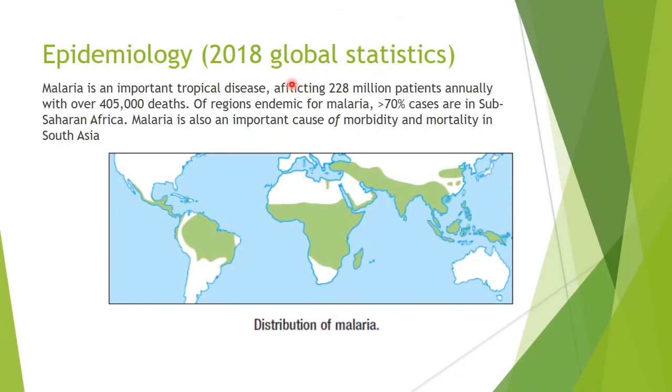So about the epidemiology, in 2018, there were 228 million patients of malaria, with over 405,000 deaths of regions endemic for malaria. More than 70% of cases are in sub-Saharan Africa. So the regions affected are South America, sub-Saharan Africa, and the South Asian regions.